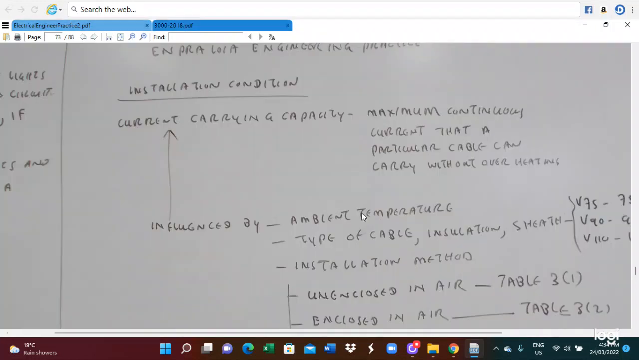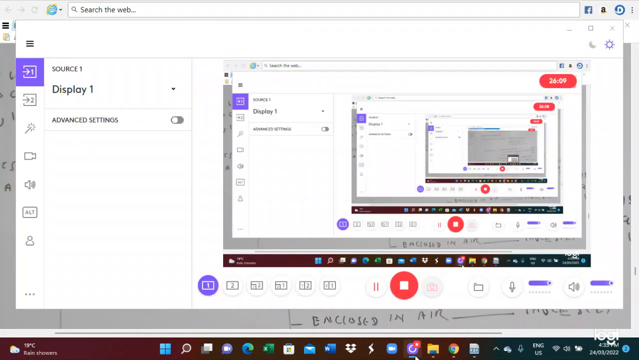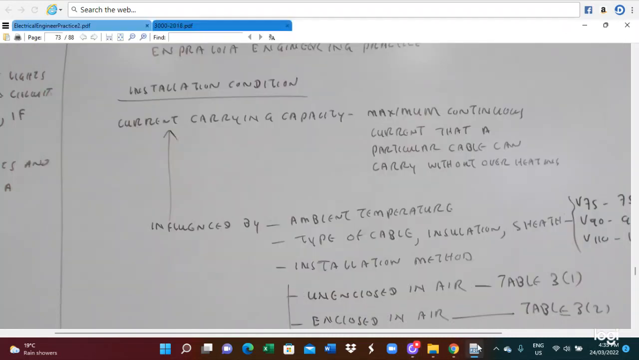So let's bring in the installation condition. When you want to do an electrical installation, an important thing is that you have to find out the current rating capacity. Current carrying capacity is the maximum continuous current that a particular cable can carry without overheating. This is the meaning of current carrying capacity.